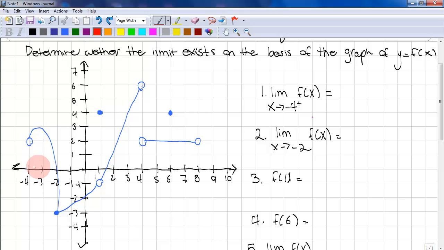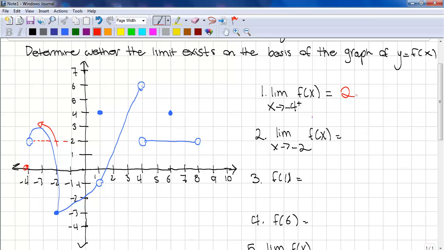Alright, we can see that -4 is right here. And since it's approaching from the right hand side, it'll be moving in this direction. And plotting this down, it's right at 2. So our f(x) is going to be equal to 2.